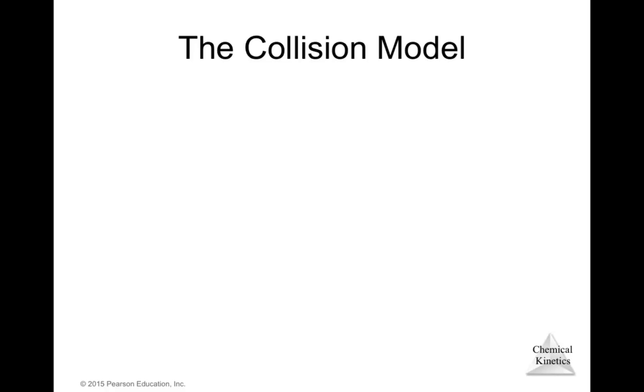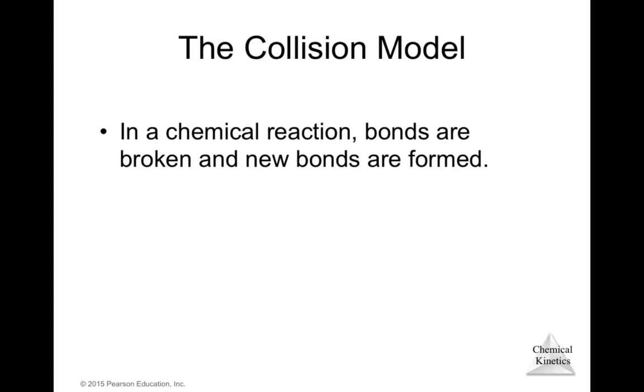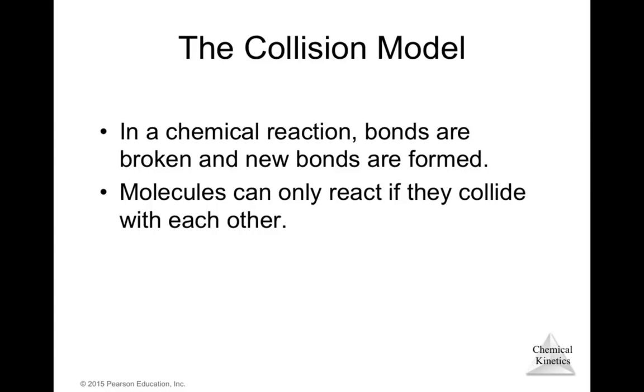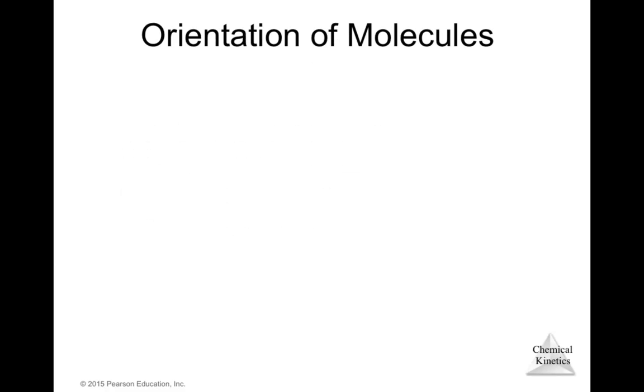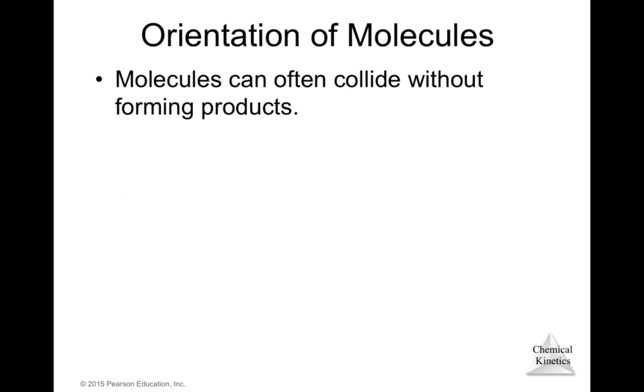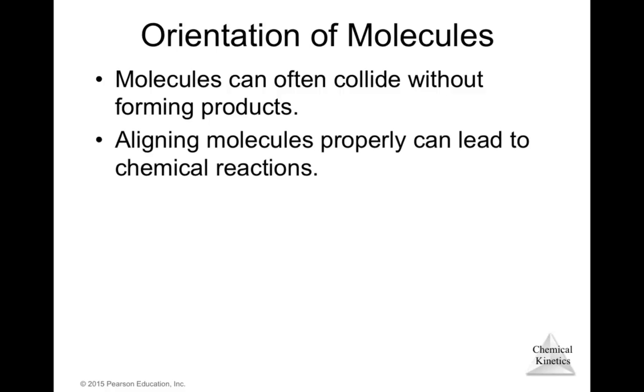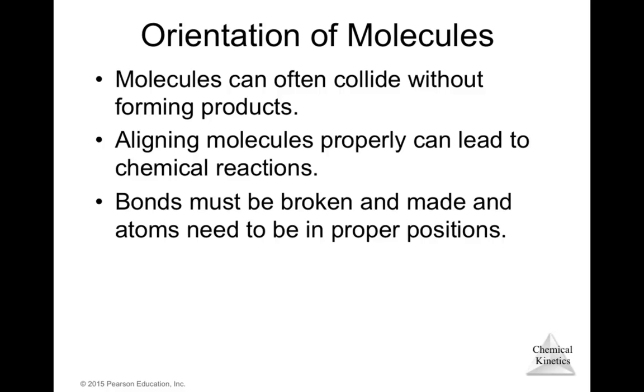The third one is the orientation of the collision. This is really important. In a chemical reaction, bonds are broken and new bonds are formed. Molecules can only react if they collide with each other. But molecules can often collide without forming products. Aligning molecules properly can lead to the chemical reaction. So bonds must be broken and made, and atoms need to be in the proper position. So the orientation is really, really important.